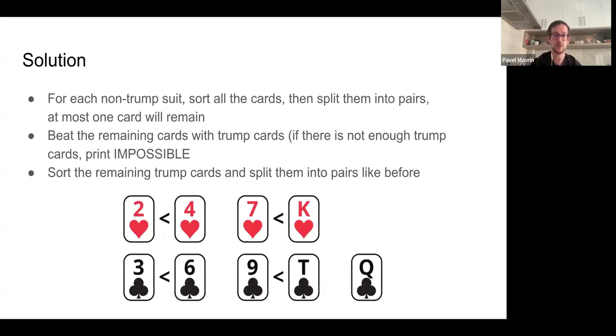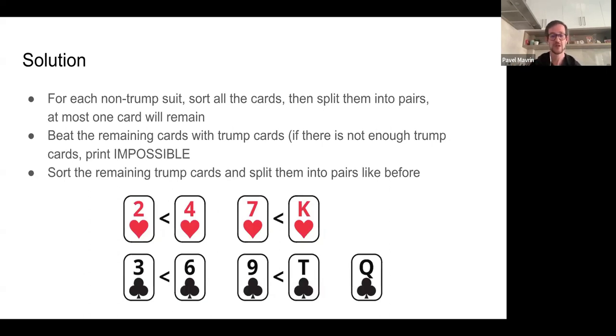Now we have some remaining trump cards. Again, sort them by the rank and assign them in pairs, like from left to right. That's all. The solution is pretty easy, but the problem itself is pretty technical.